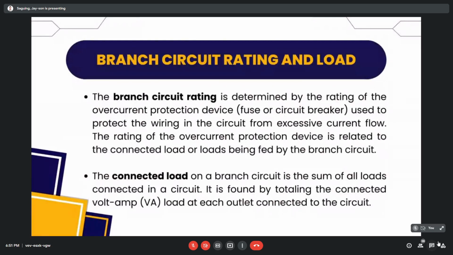Well, we also have here the term connected load. So on a branch circuit, it is the sum of all loads connected in a circuit. So it is found by totaling the connected volt amp or VA load at each outlet connected to the circuit.